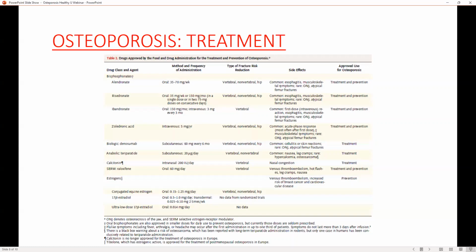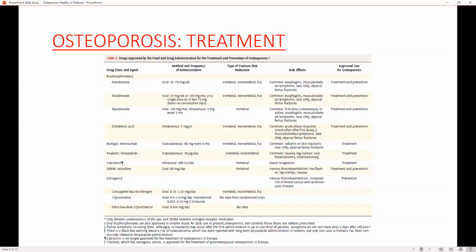Heartburn or irritation of the esophagus is a common side effect, but can be minimized by taking the medication as instructed. Some patients can experience joint aches and pains. Rare side effects include ONJ, an atypical fracture of the femur as discussed previously. Risedronate or Actonel is an oral bisphosphonate that is similar in all respects to alendronate, except that it is given once a month instead of once a week. Ibandronate or Boniva is also similar, except that it has not been shown to reduce the risk of hip fractures. Therefore, I no longer prescribe it to my patients.